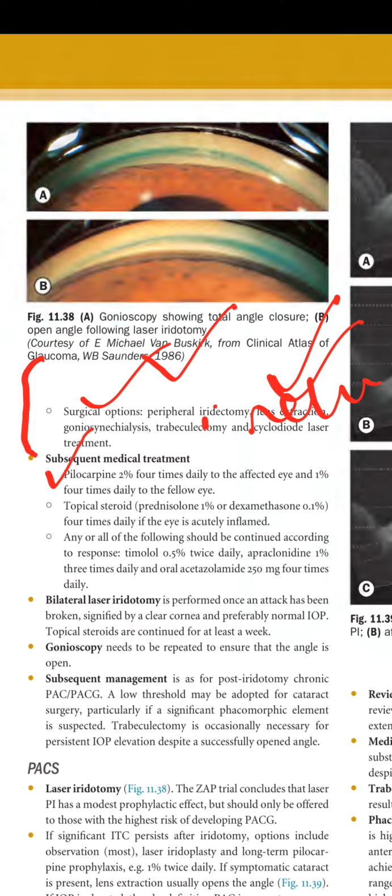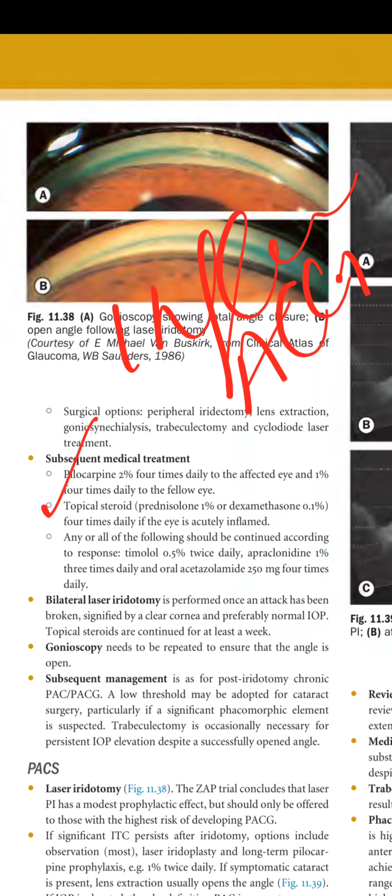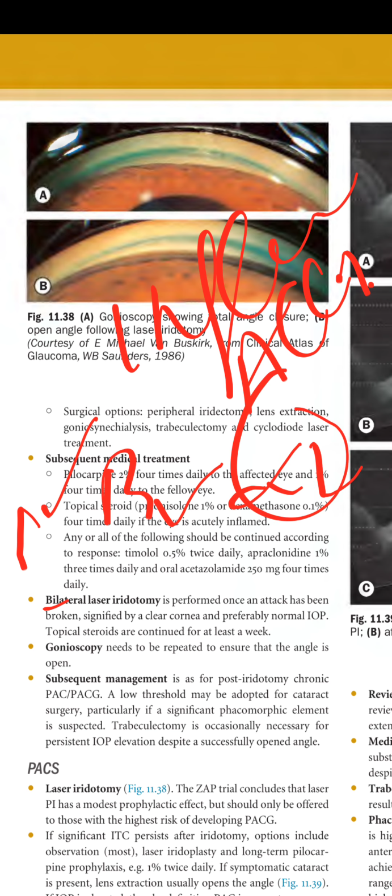Topical steroid, prednisolone 1% or dexamethasone, 4 times daily if the eye is acutely inflamed. We give steroid in this case because there is a lot of inflammation going on in angle closure glaucoma. Any of the following should be continued according to response: timolol 0.5% twice daily, apraclonidine 1% 3 times daily, and oral acetazolamide 250 milligrams 4 times daily. All three regimes are basically given: beta blocker, alpha 2 agonist, and carbonic anhydrase inhibitor.